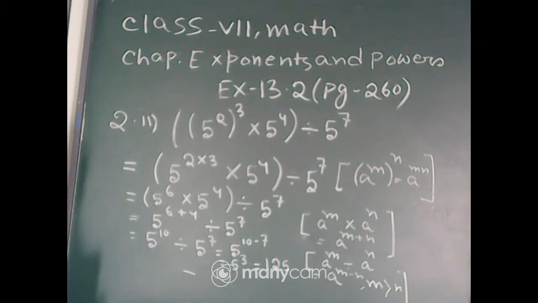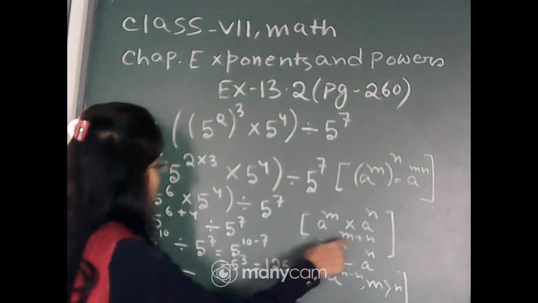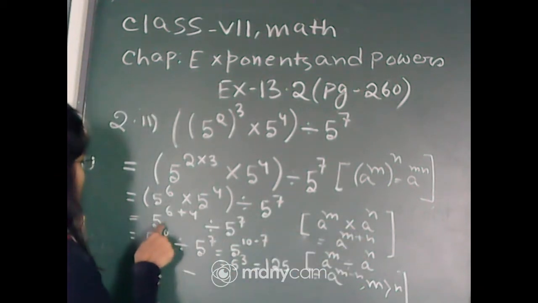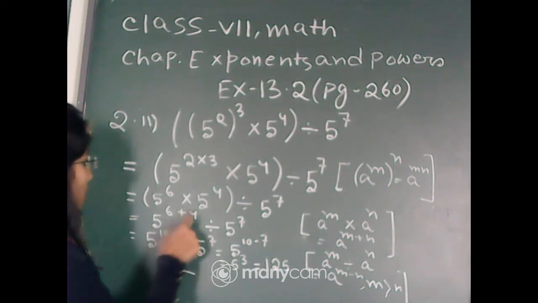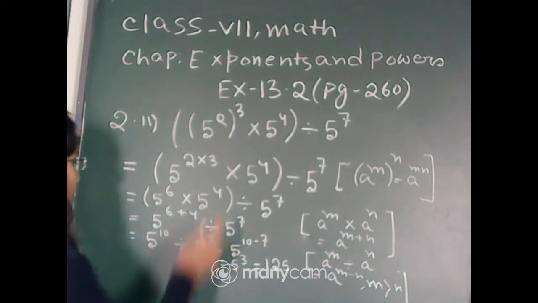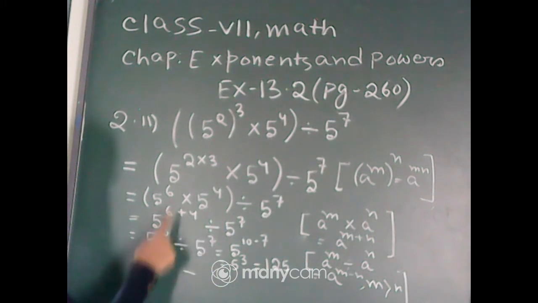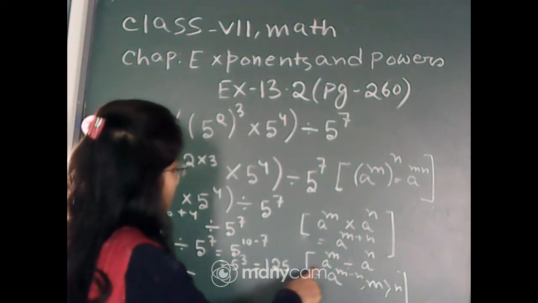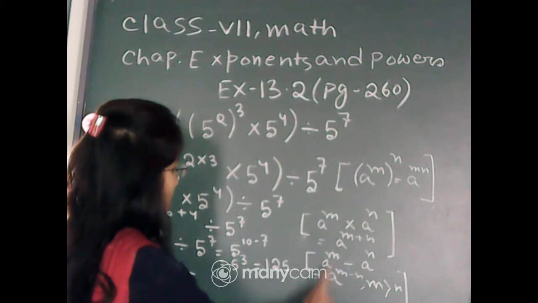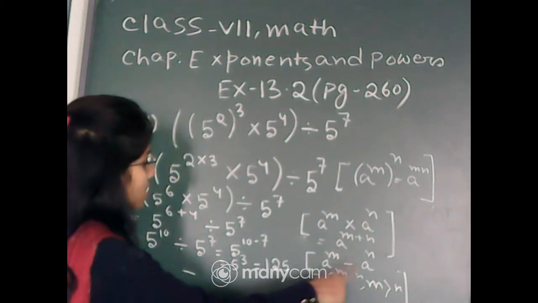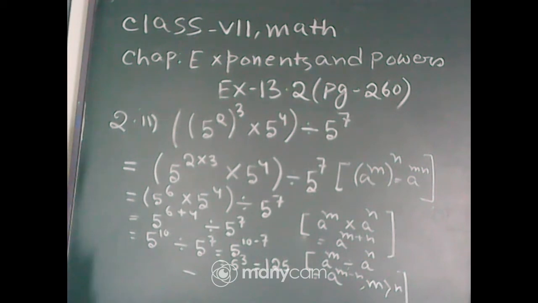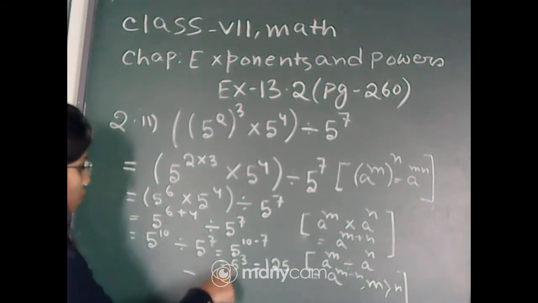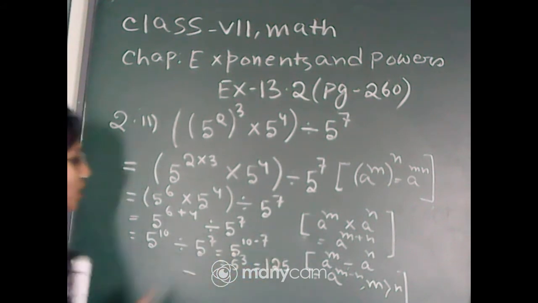So, we use the law a to the power m into a to the power n is equal to a to the power m plus n. Using this law, we get this is equal to 5 to the power 6 plus 4 divided by 5 to the power 7, that is 5 to the power 10 divided by 5 to the power 7. Again we use the law a to the power m divided by a to the power n is equal to a to the power m minus n, where a is a non-zero integer, m, n are whole numbers and m greater than n. Therefore, this is equal to 5 to the power 3 and the answer is 125.